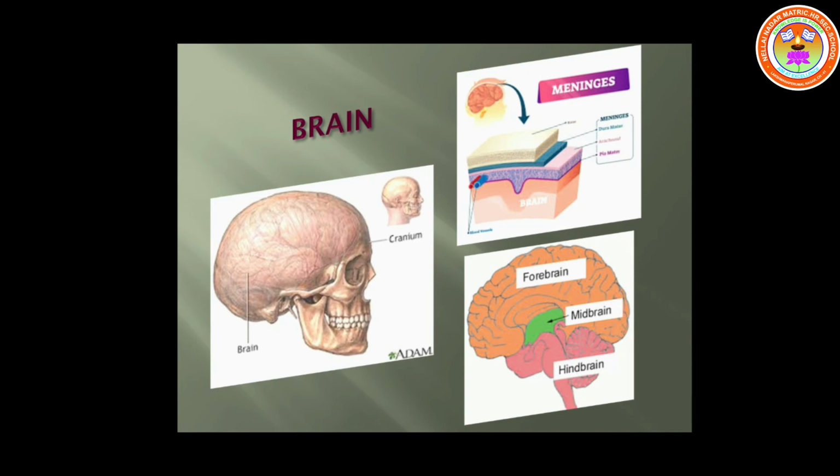Brain. Brain is a complex organ which is placed inside the cranium. It is protected by a three-layered tissue covering called meninges. Brain has three regions, namely forebrain, midbrain and the hindbrain. It is the controlling center of the body.